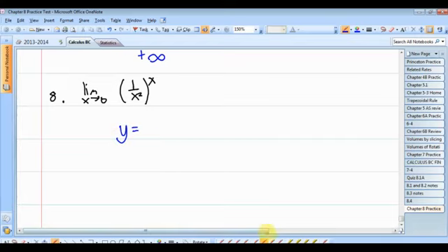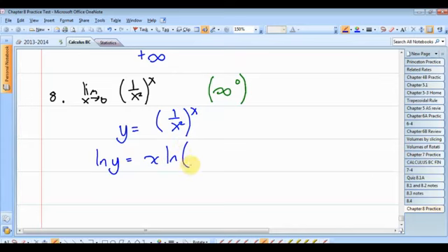Okay, y equals. Oh, we should look at the L'Hopital form here. It's okay. That's infinity to the 0 power, right? Infinity to the 0 power. That's definitely one of the mysteries of life. So y equals 1 over x squared to the x power. Natural log of y equals x times the natural log of x to the negative 2 power.